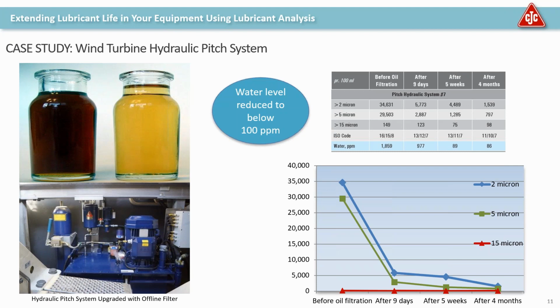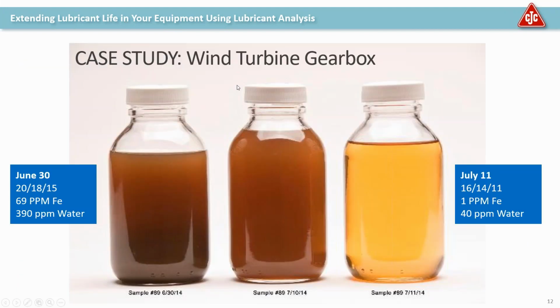And another is also a wind turbine, but this time looking at the gearbox, the gear oil. And this was a newly commissioned turbine. And in the summertime, the first sample came back with an extremely high particle count, 20, 18, 15. There was high iron and too high of water content for a new turbine with new gear oil, 390 parts per million. So that's where routine analysis helped to identify the problem, and again, taking those steps to keep it clean, keep it dry.